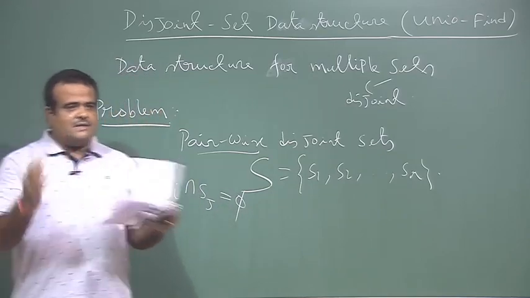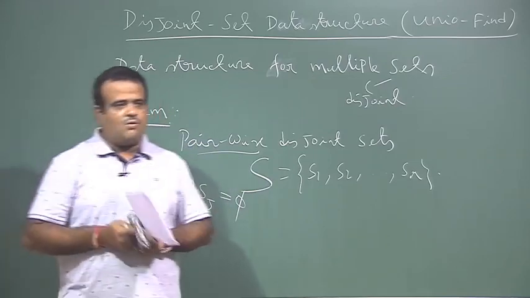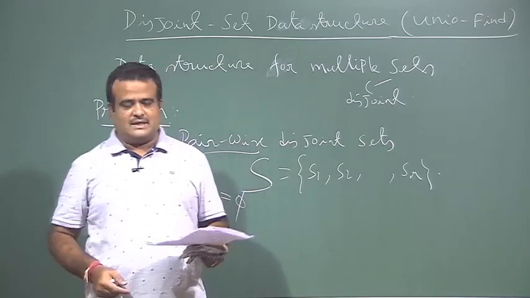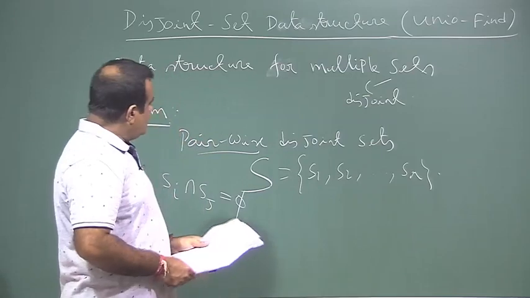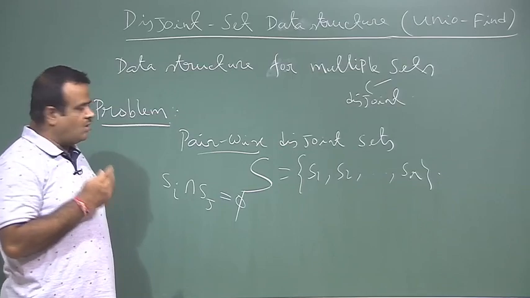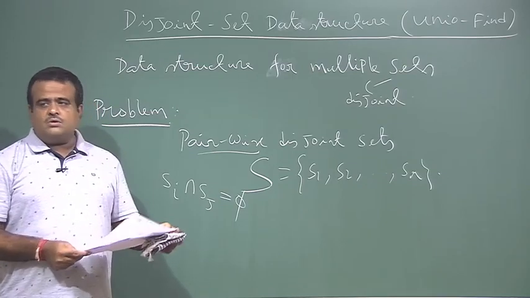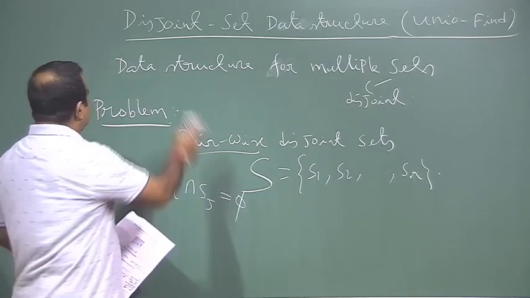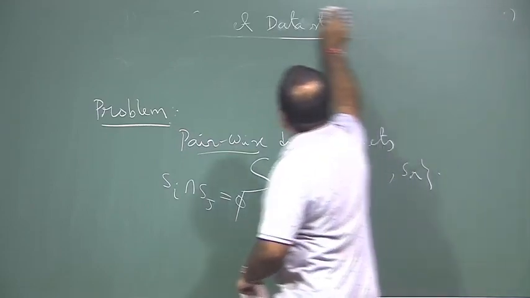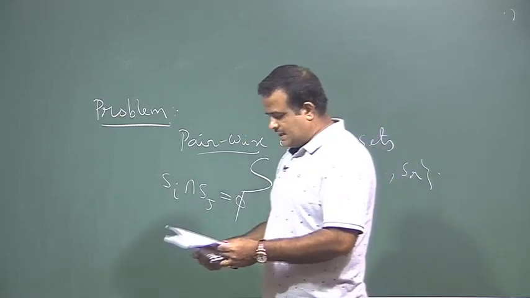So, this is a dynamic collection. At any point of time any set can join. We need to see what operations we want to perform on this, but this collection is dynamic. So, we need a data structure for this collection of disjoint sets, where we want to support a few operations. And what are those operations?